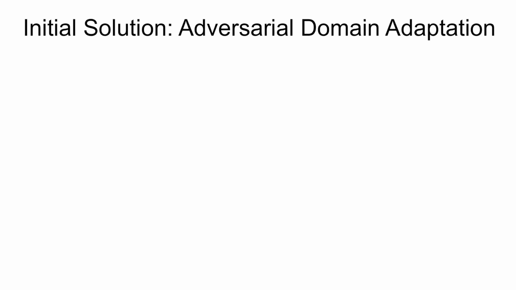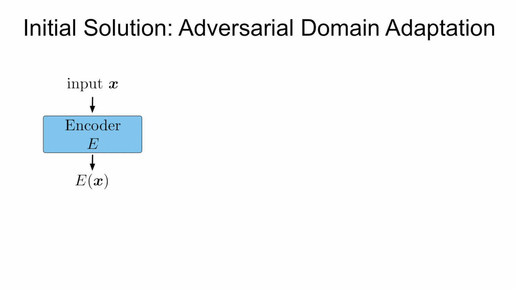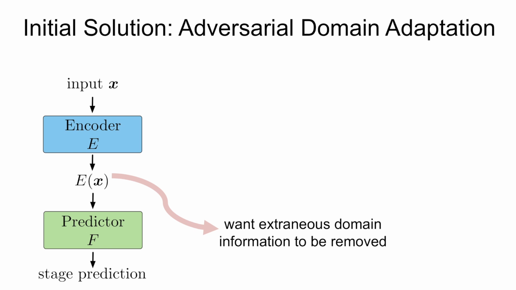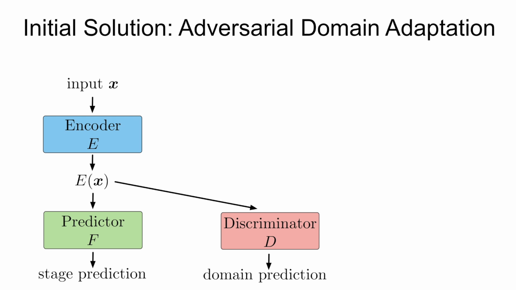When we started looking at this problem, we were motivated by recent advances in adversarial training, which provide a basic framework to think about a solution. Specifically, we want to find a representation of our signal so that we can predict the sleep stages. But at the same time, we want the extraneous information to be removed from this representation. So how can we do this? The idea is to introduce an adversary here, which is trying to predict the domain based on the encoded representation.